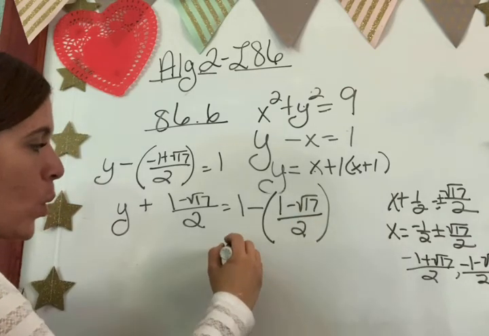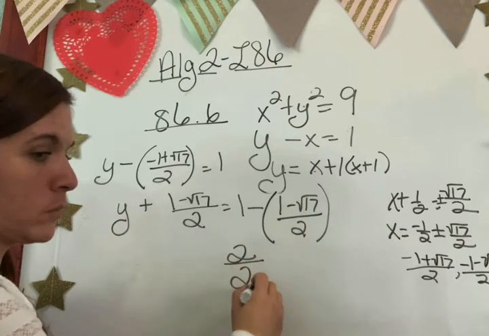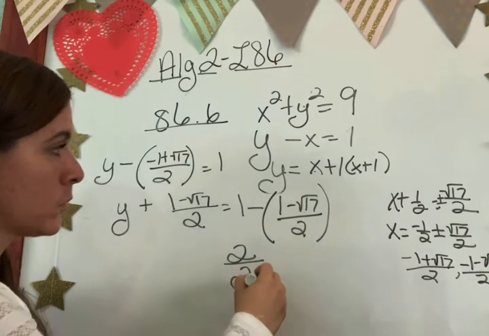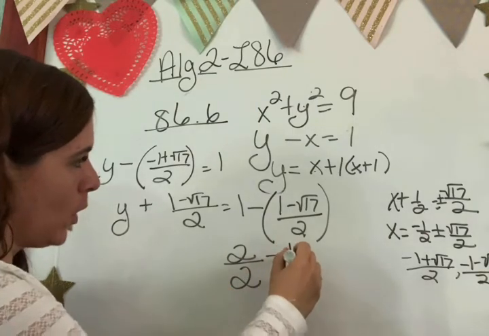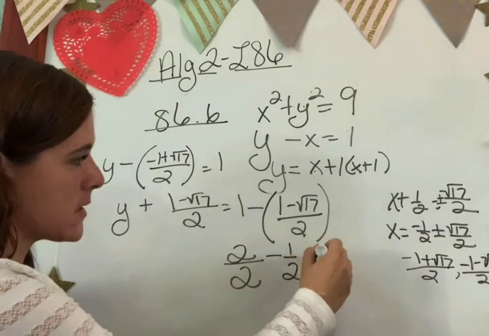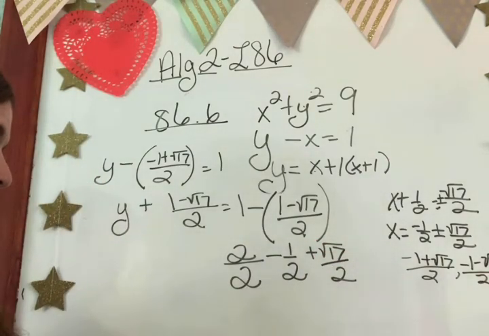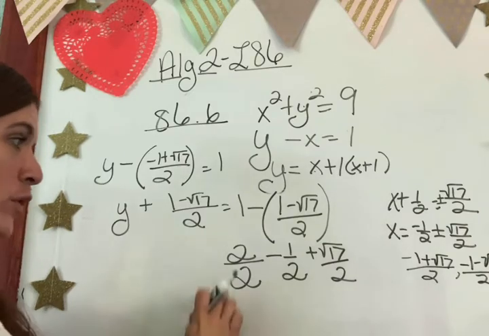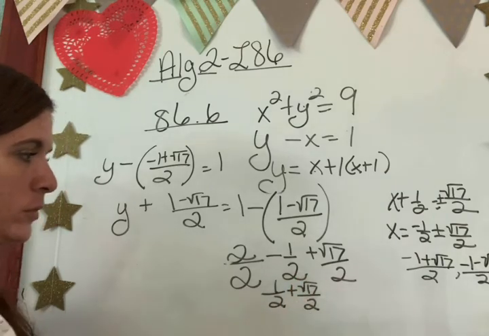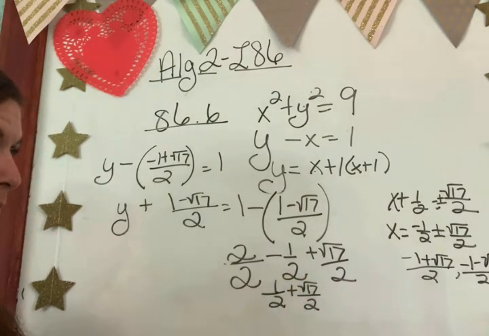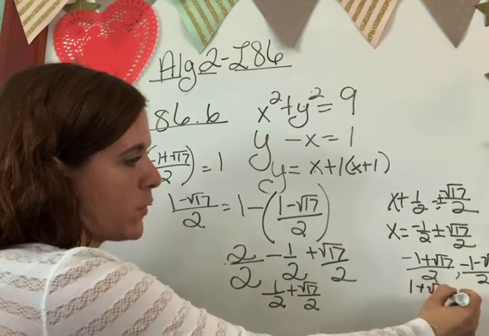So that's going to be 2 over 2 minus 1/2 plus square root of 17 over 2. Right? So you go 2 minus 1 is 1 over 2 plus square root of 17 over 2. And that's your first y. So with this x right here, my y is 1 plus square root of 17 over 2.